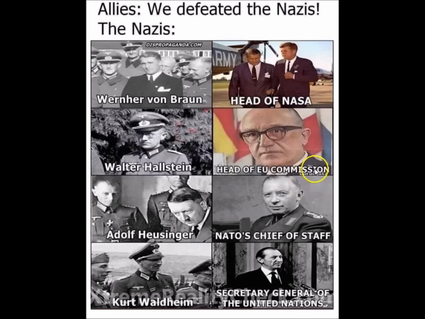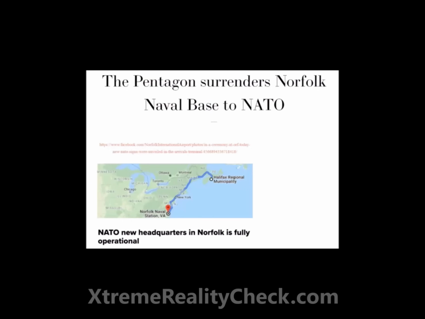I mean, this is the head of the EU, a Nazi, NATO's chief of staff, the Secretary General of the United Nations. So let's just look at some of these and see where they've set up their headquarters now. How about NATO? Seen anything about NATO in the news lately? Oh yeah, the big controversial headline, the Pentagon surrenders Norfolk Naval Base to NATO. Regardless of what you think about that, NATO did set up its headquarters in Norfolk, Virginia, just exactly like the United Nations set up their headquarters in New York.